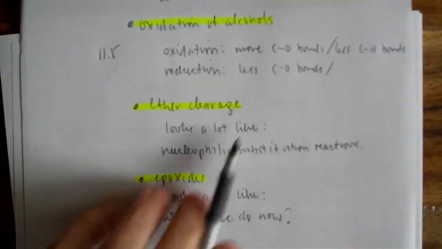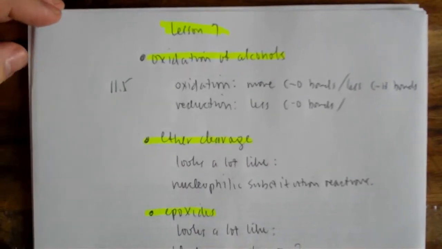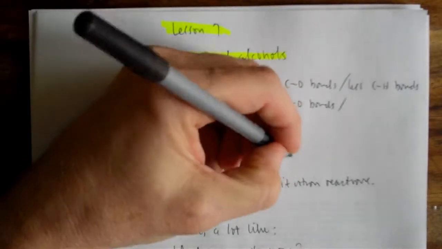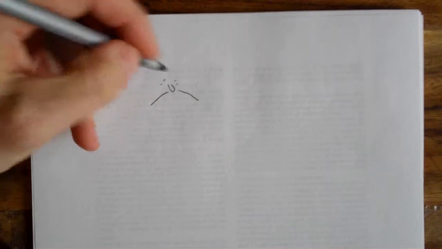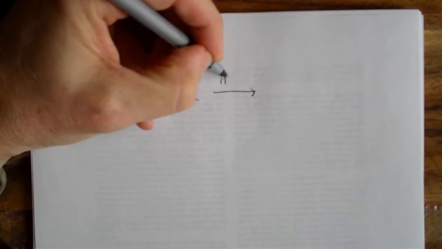The second objective is ether cleavage. And I want to ask you a question. Ether cleavage here looks a lot like what? That's a question for you to answer. So let's talk about what we mean by ether cleavage. Here's just the simplest ether. We always try to think about these things in the simplest terms first. And the mechanism looks like this.